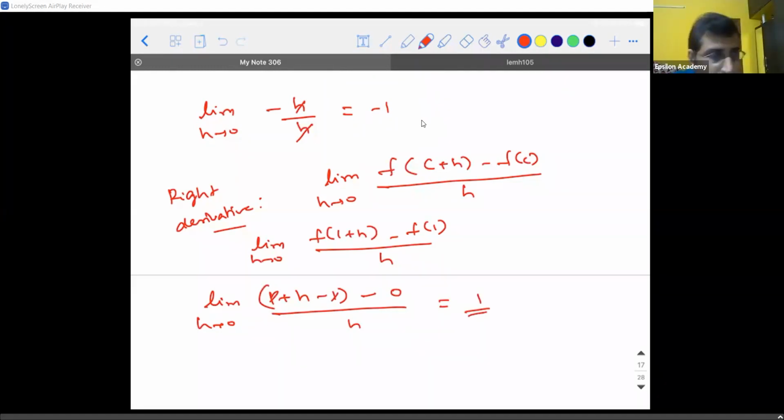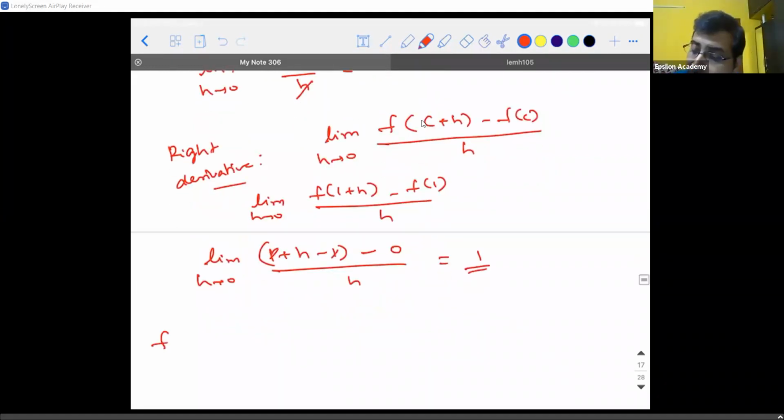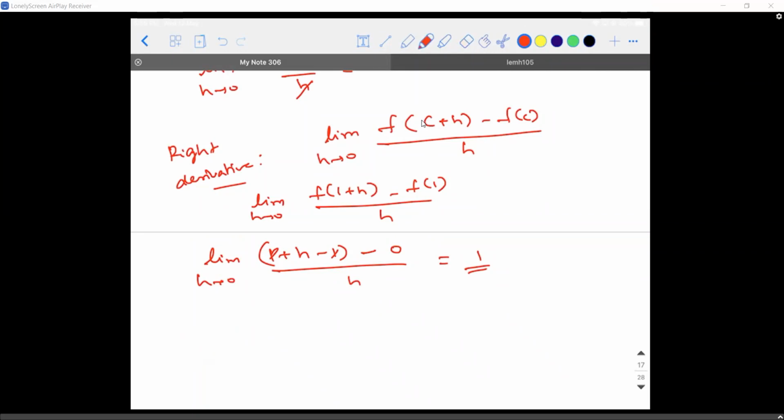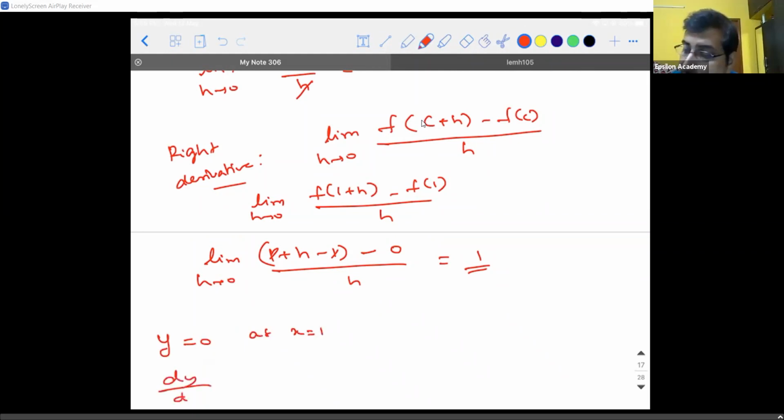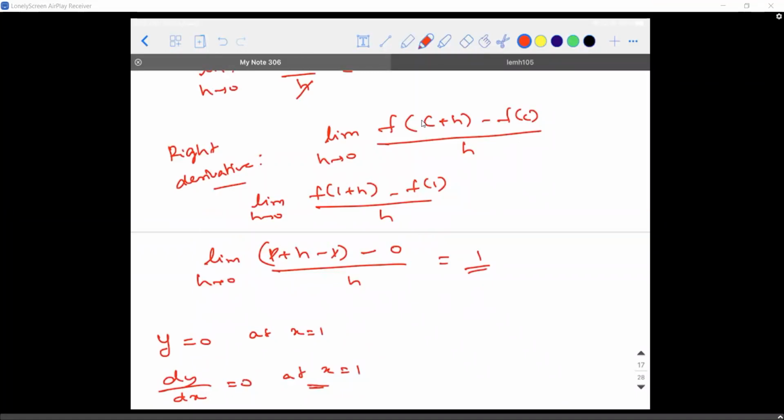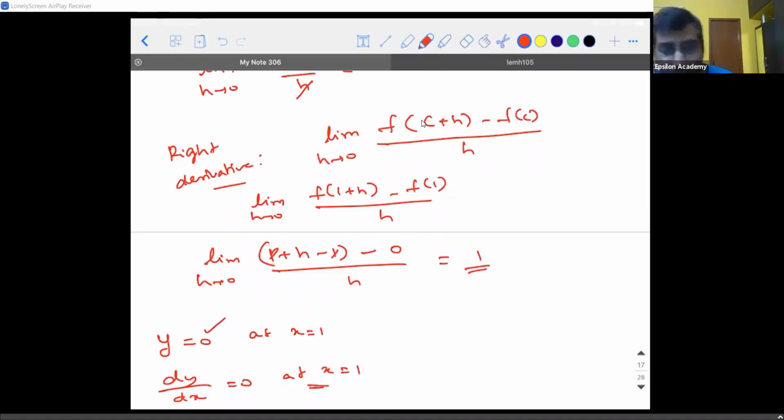So left derivative is not equal to right derivative. What is the exact derivative? f dash of 1. You know what f dash is, right? y is equal to 0 at x is equal to 1, so dy by dx is how much? That is also 0 at x is equal to 1, because it doesn't have any x in it. So left derivative and right derivative are not the same and not equal to the exact derivative at the point. Okay, these are the steps.